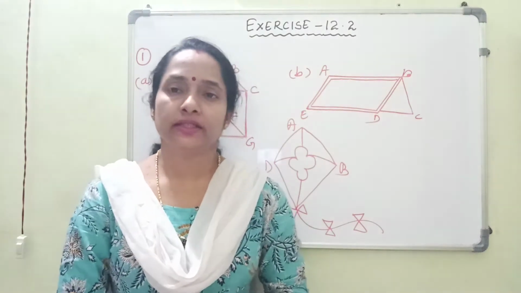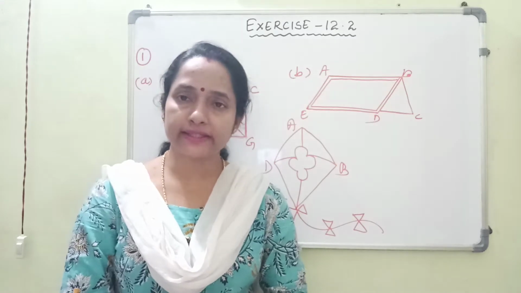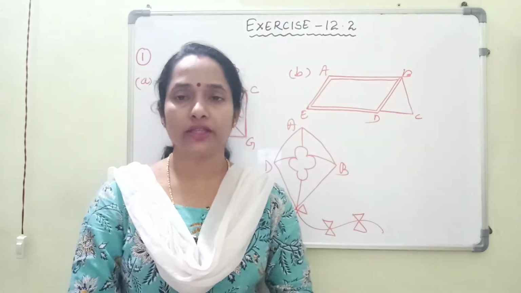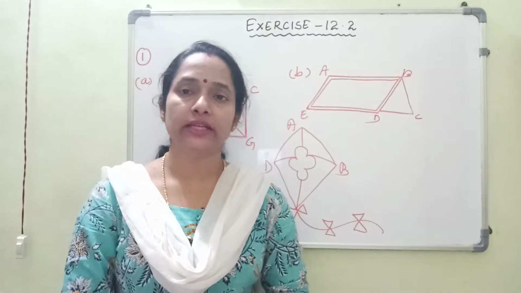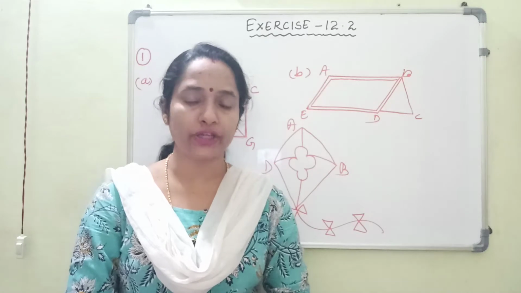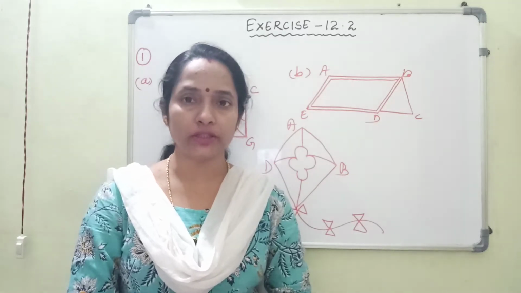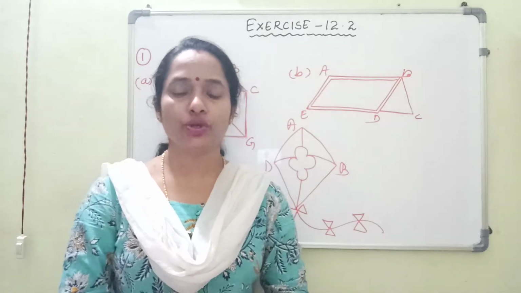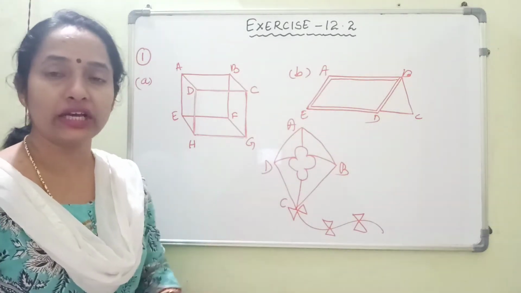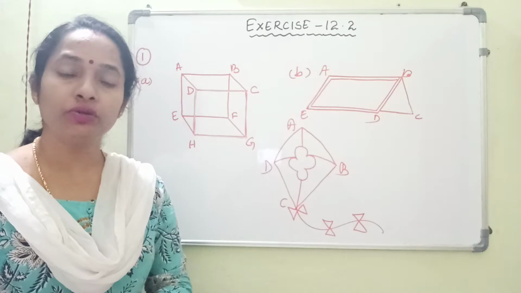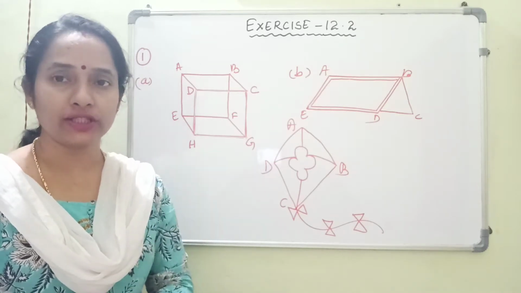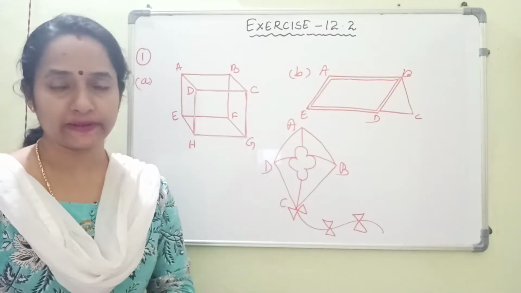Children, so in the previous video we discussed what the different types of lines are. Now here we are going to discuss the questions given in exercise 12.2, which are based on the different types of lines. In question number 1, we are given three different figures where we are asked to find the pairs of parallel lines and the perpendicular lines that you can find in these figures.